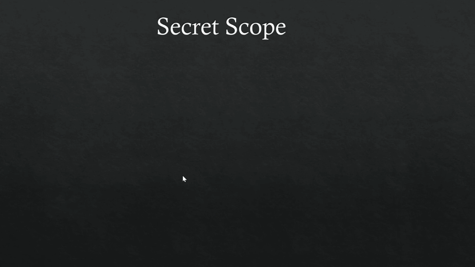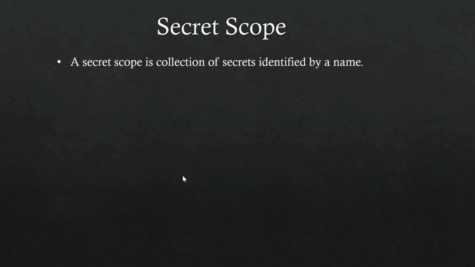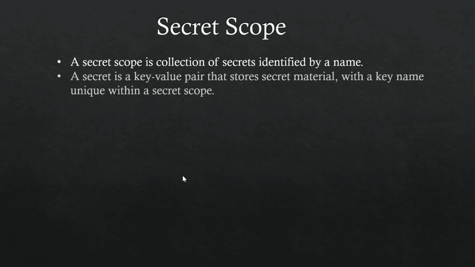So let's move on to the next topic, that is the secret scope. Let's first understand what is a secret scope. A secret scope is a collection of secrets which are identified by a name. Before understanding the secret scope, let's first know what exactly is a secret. A secret is a key value pair that stores the secret material with a key name unique within a secret scope.